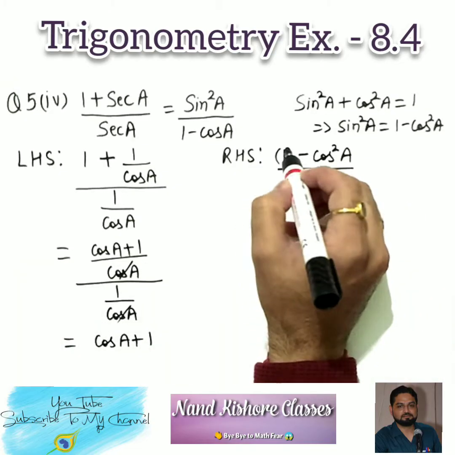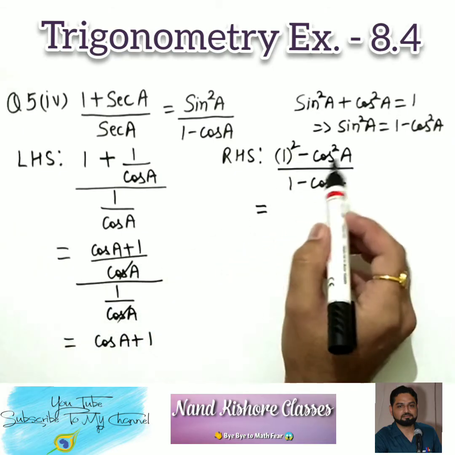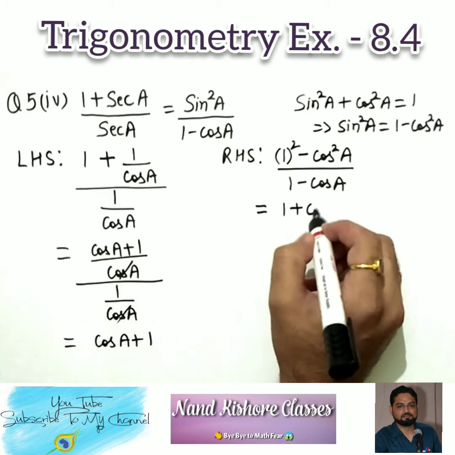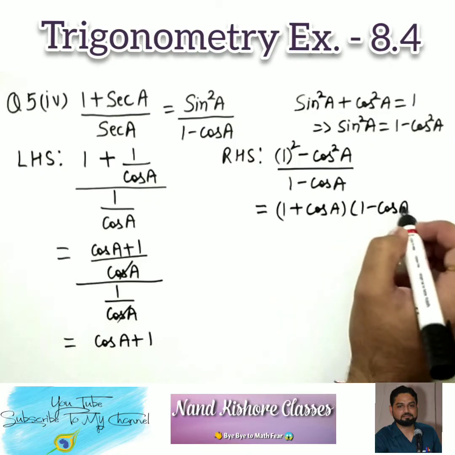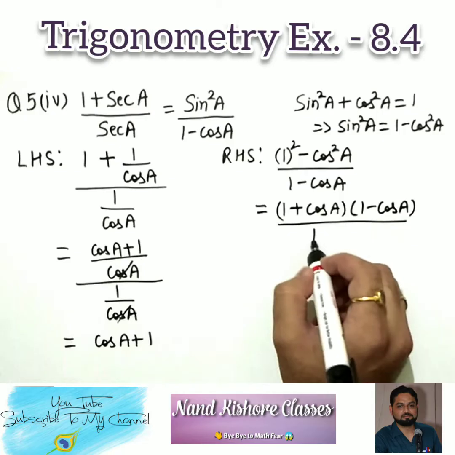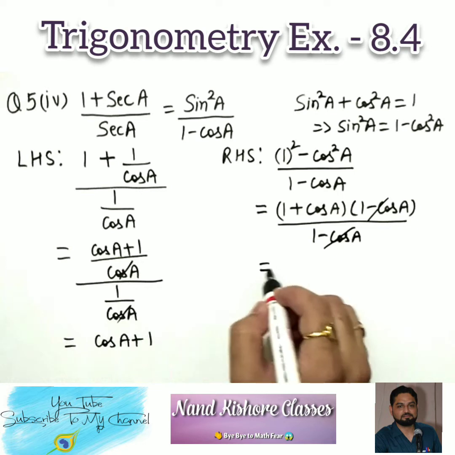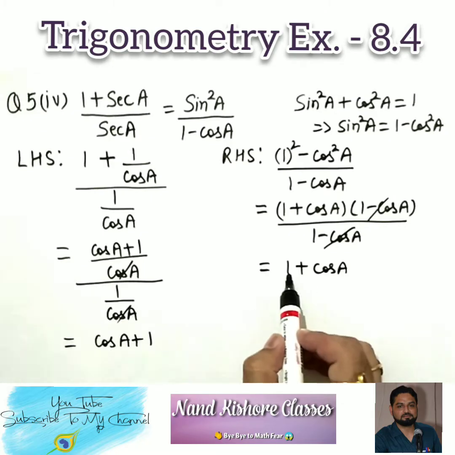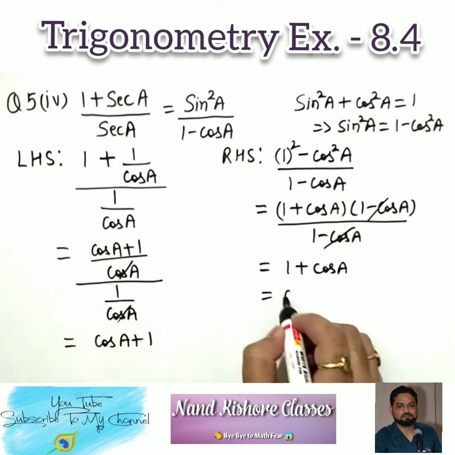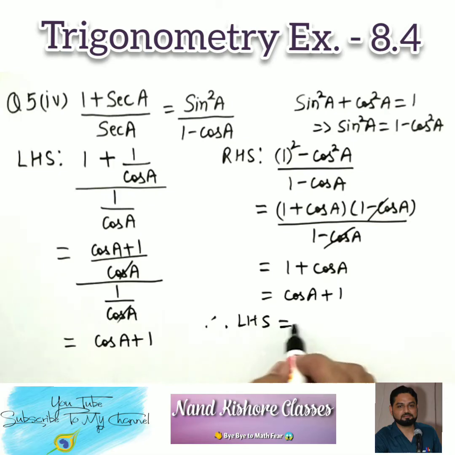Now, this 1, I can write as 1 square. It becomes a square minus b square, which means (a plus b)(a minus b). And in the denominator, 1 minus cos a, right? So this 1 minus cos a and 1 minus cos a cancel. We get 1 plus cos a. See, the left side was cos a plus 1, and this is 1 plus cos a. Both are the same. I can still write it as cos a plus 1, right? So therefore, left side is equal to right side. Hence proved.